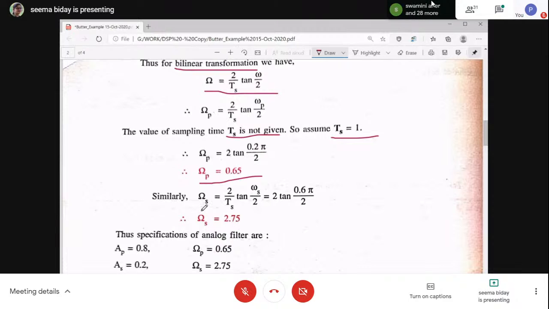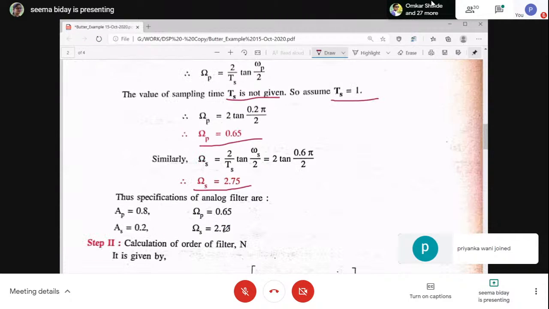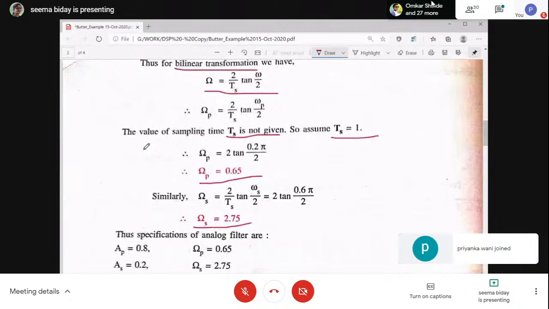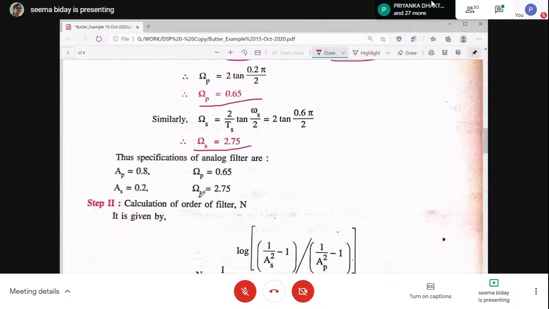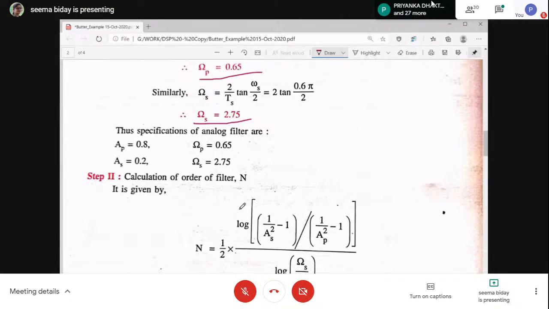Next, you determine omega s. Omega s is the analog stopband edge frequency. It is again found by using this formula, right? You have got the value 2.75. So now these are again MCQ questions, right? Now what is the next step? Step number 2. Yesterday you have written all the steps. Step number 2 is calculate the order of the filter.